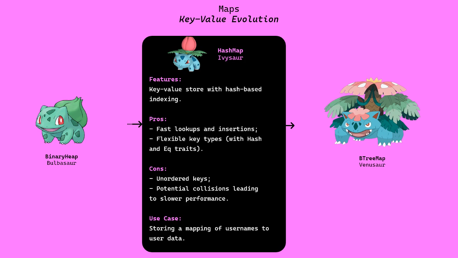Ivysaur, or HashMap. BinaryHeap evolves into HashMap, gaining the power to associate keys with values. It's fast and efficient, like Ivysaur, moving through dense foliage. However, it doesn't keep things in order, just pure speed. The use case is storing a mapping of usernames to user data.